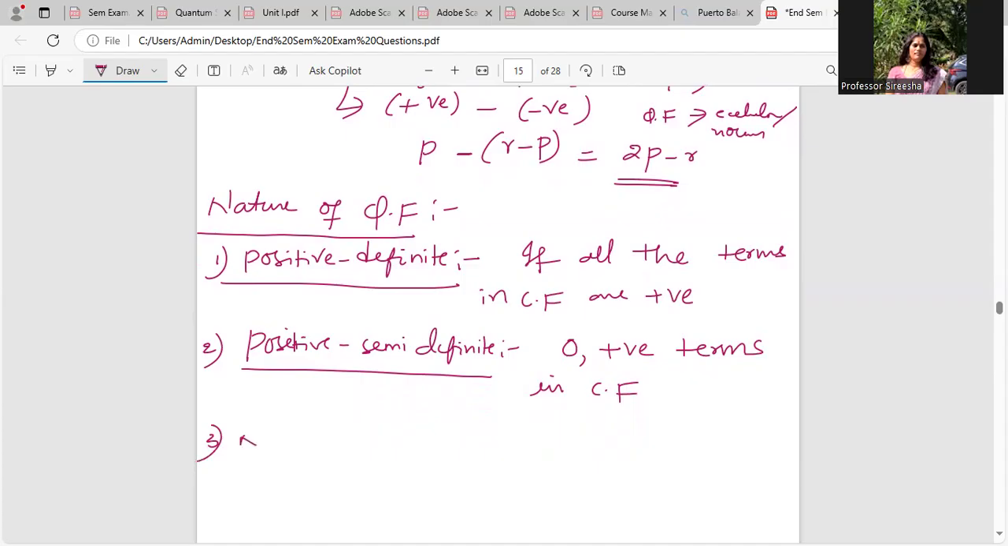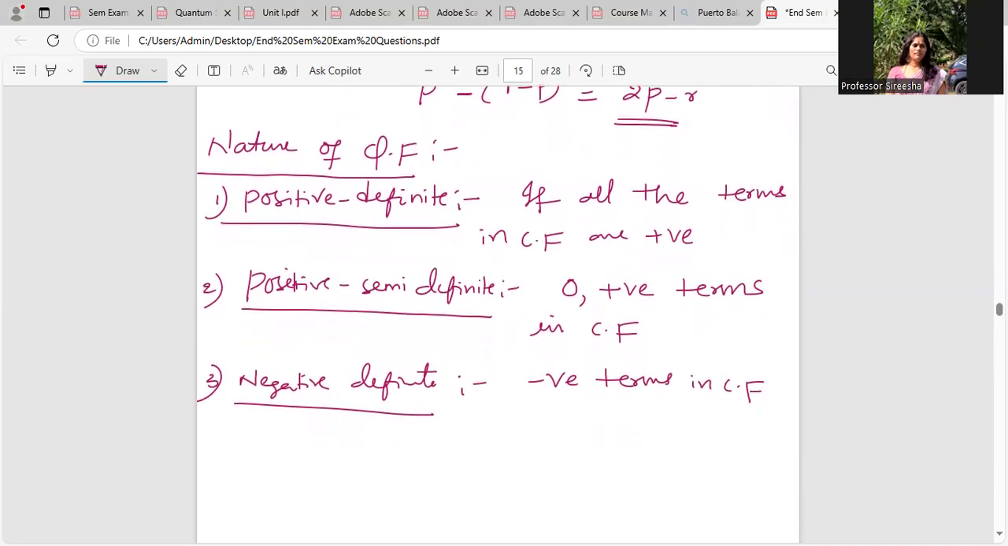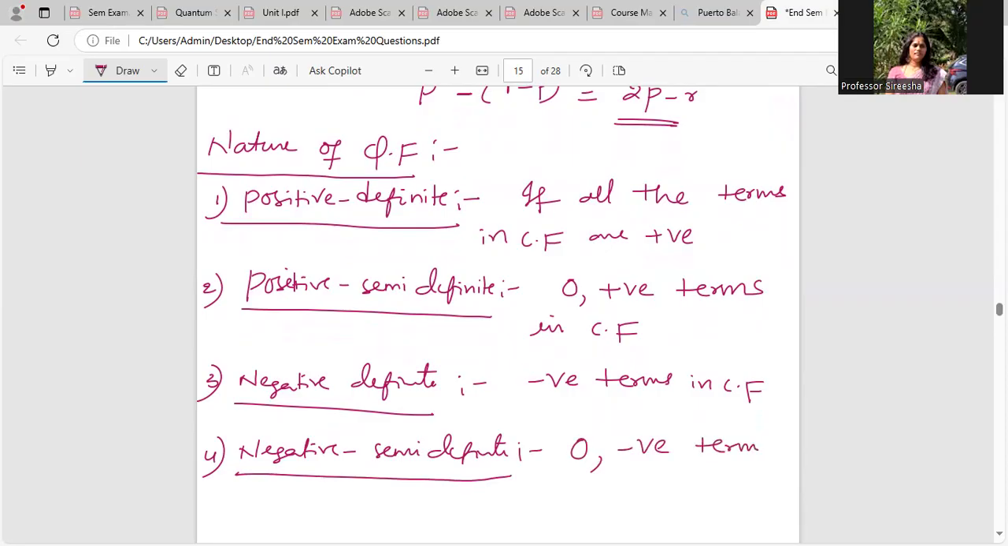If you are clear with this, negative also follows similarly. Negative definite. What is negative definite? If all the terms are negative in the canonical form, then you call that canonical form to be negative definite in nature. Okay. Negative semi-definite. What's that? Same thing. You have zeros and negative terms in the canonical form.